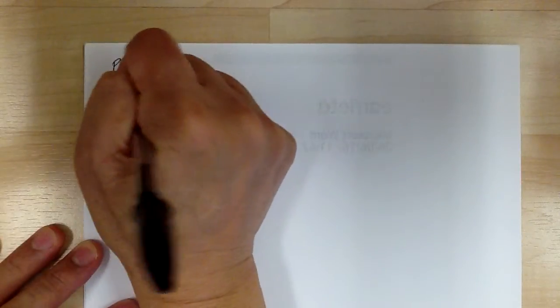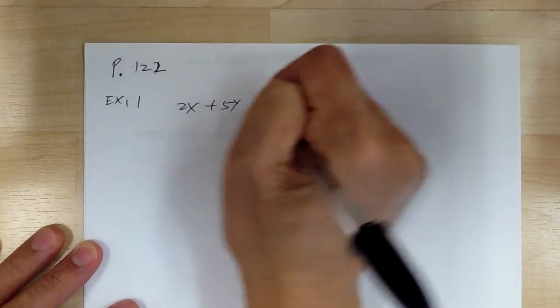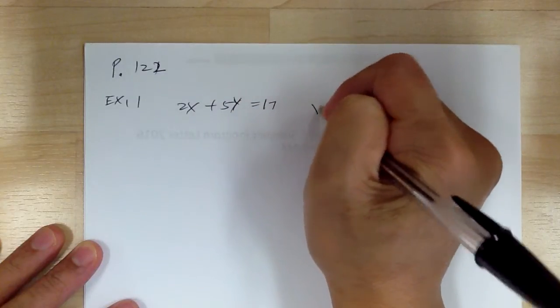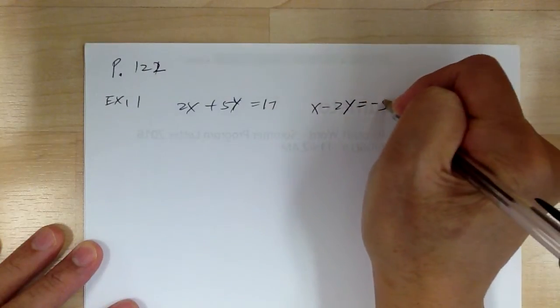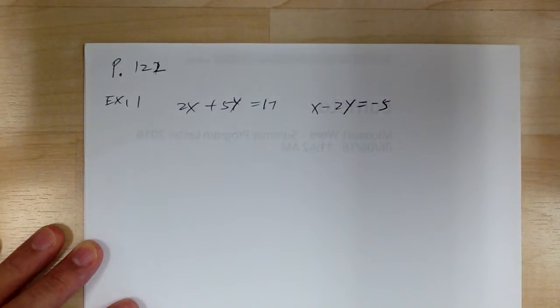But let's just review how to solve these. So let's go to example 1. On page 122, example 1, you have 2x plus 5y is equal to 17. Now, when you're solving equations, you want to write the equations side by side so you have room to work underneath. When two equations look alike, you want to use the elimination method. Elimination means you want to eliminate one of the variables. To eliminate one of the variables, you need to make the variable coefficients opposite.